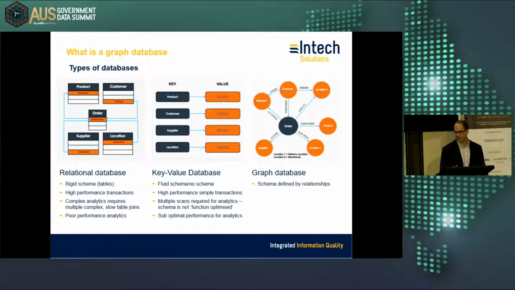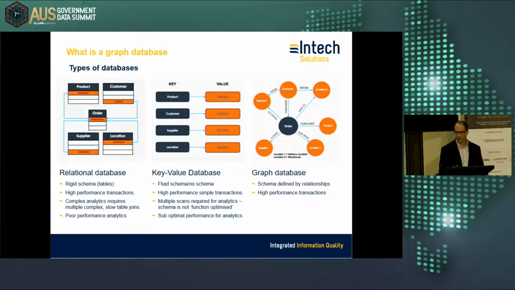Native graph databases, the schema is defined by the relationships. So when we actually define a graph database, we don't create tables and we don't create keys. What we do is create nodes and edges. So we'll take a node, call it a customer, or maybe a person. And we'll say a person works for a company, and a company may own another company. And those are all entities and relationships between them, and that is how the schema is defined.